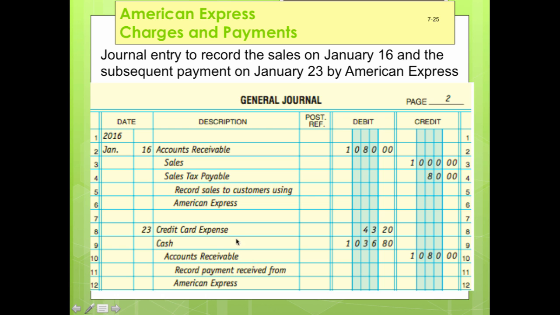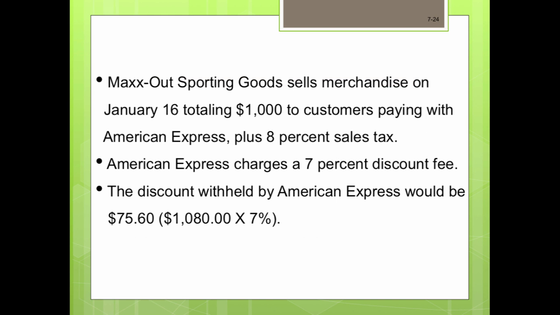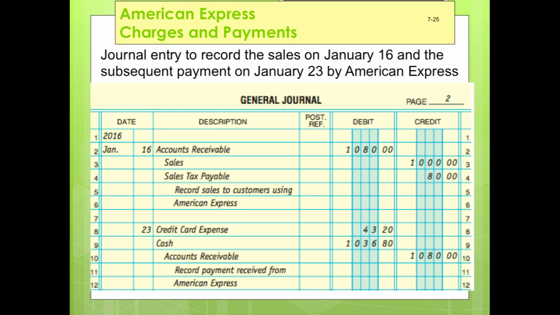But then you need a second entry, which is for the credit card expense. The credit card expense, remember, was a $75.60 charge, which is a debit. Then you debit cash for $1,004.40, and you credit accounts receivable for $1,080. And this is to record payment received from American Express. If you don't remember why we came up with these numbers, it's actually in the previous slides right here. This is how we came up with these amounts down here.